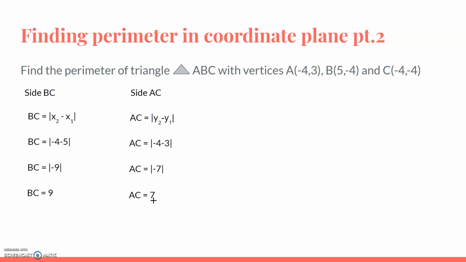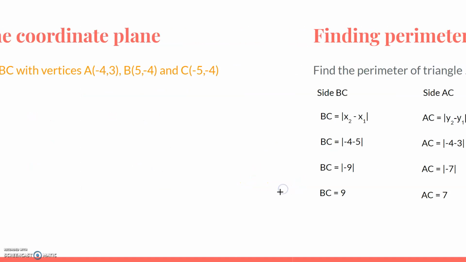Now we need to find the total perimeter. The total perimeter, as we saw earlier, was just the sum of all the sides of a triangle. So we're going to add up AB plus BC plus AC. AB was 11.40, BC was 9, and AC was 7. So we're going to sum all those values up to get the perimeter of 27.40 units.